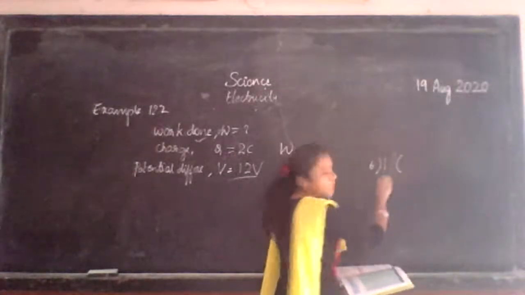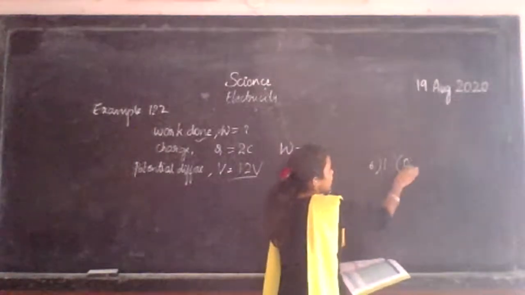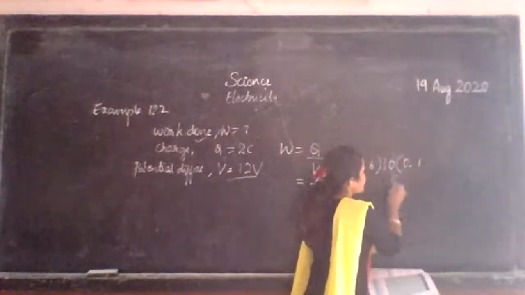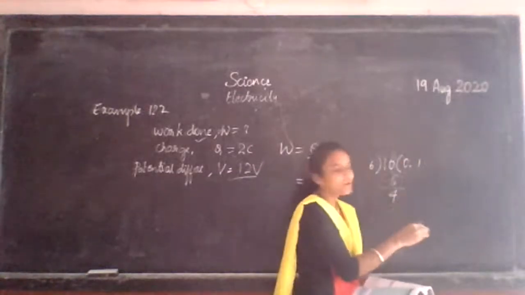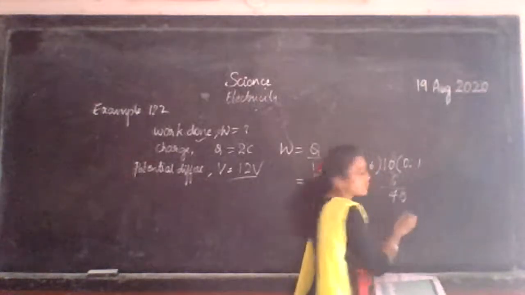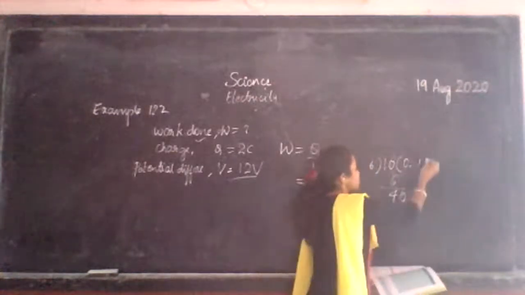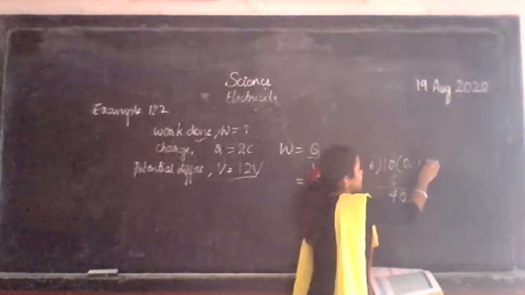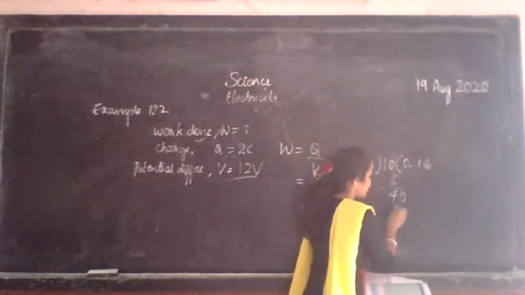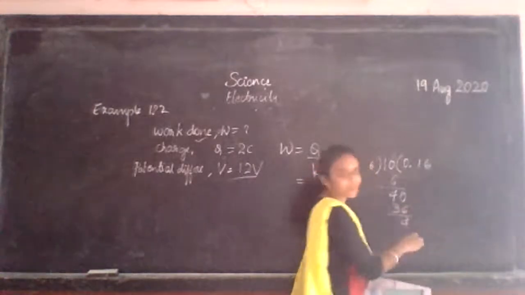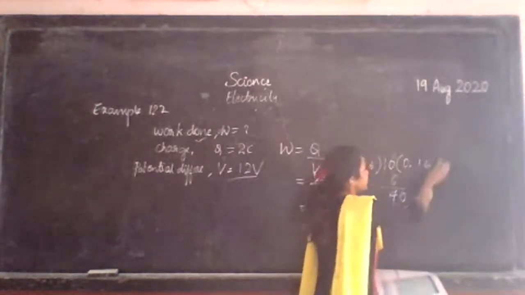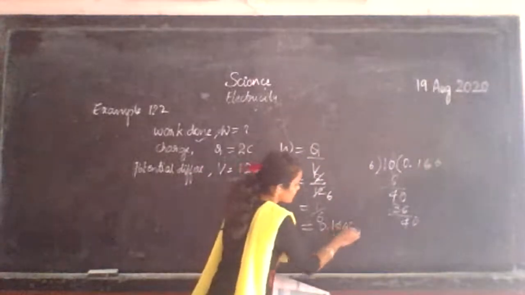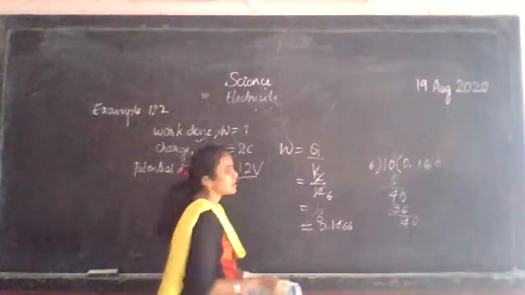So 1 cannot be divided by 6. So I put a point and take 0 here. So 6 ones are 6. 4 is the remainder. Then I put a 0 here because 4 is not divisible by 6. 6 6s are 36, and again 4 is the remainder. So again I take 0 and this is 6. So it goes on. So 0.166 is the value.